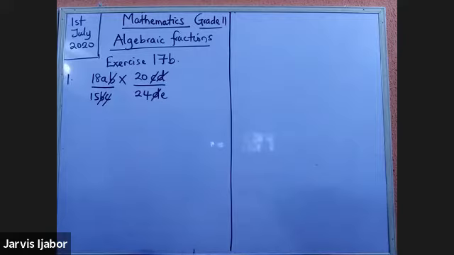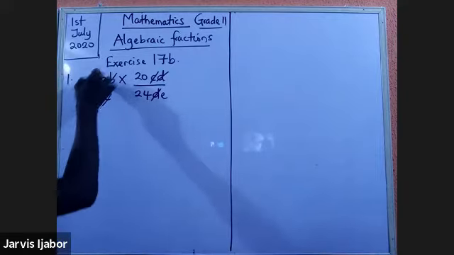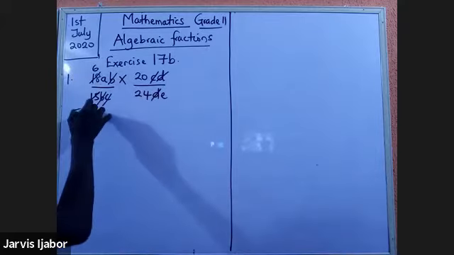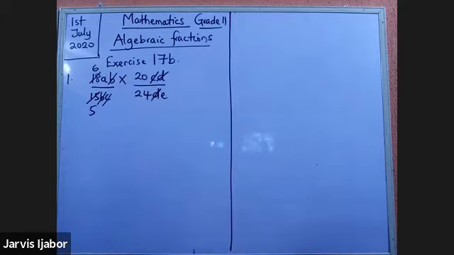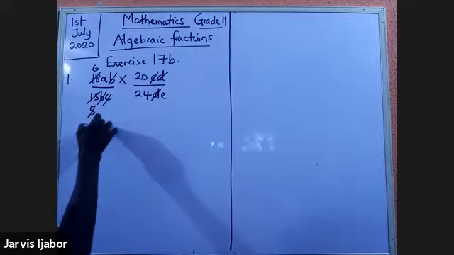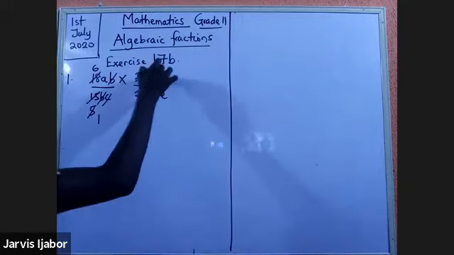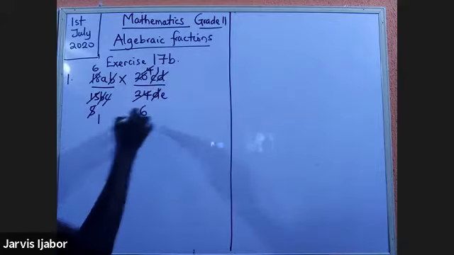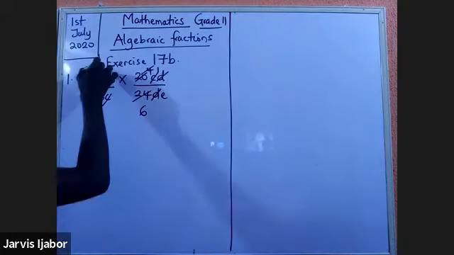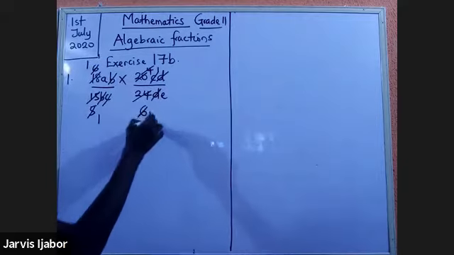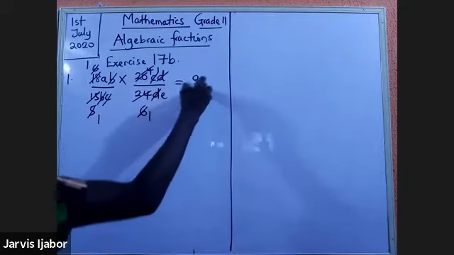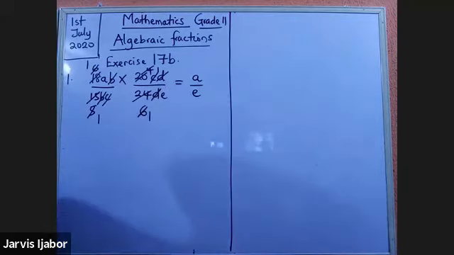The next thing I do is to cancel out the numbers. I'll start gradually. 3 here will give me 6. 3 here will give me 5. Now, 5 here will give me 1. 5 here will give me 4. 4 here will give me 1. 4 here will give me 6. 6 here will give me 1. 6 here will give me 1. So I'm invariably left with A over E. So the answer is what? A over E. That's for question 1.